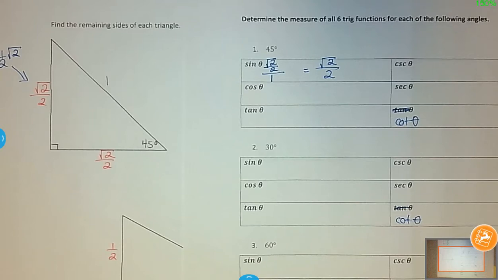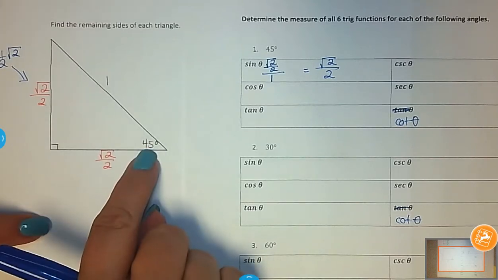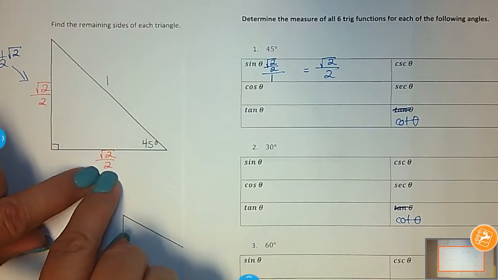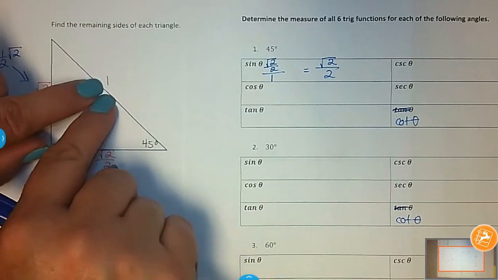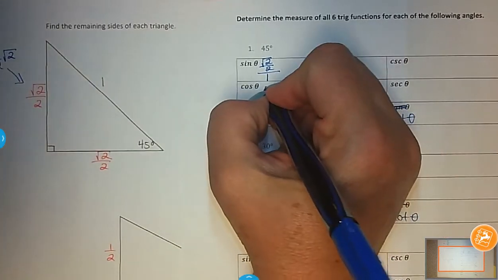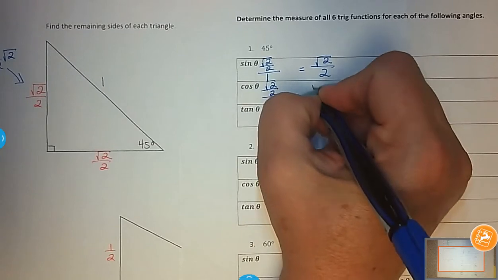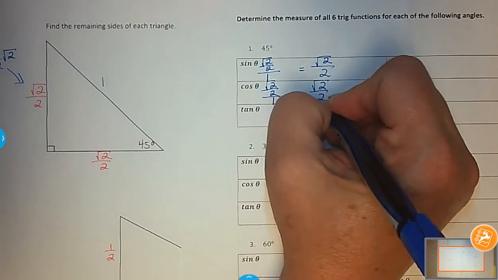Okay. So if we do the cosine real quick, from this 45-degree angle, the adjacent is square root of 2 over 2. The hypotenuse is 1. So again, I'm putting root 2 over 2 over 1, and I get root 2 over 2.